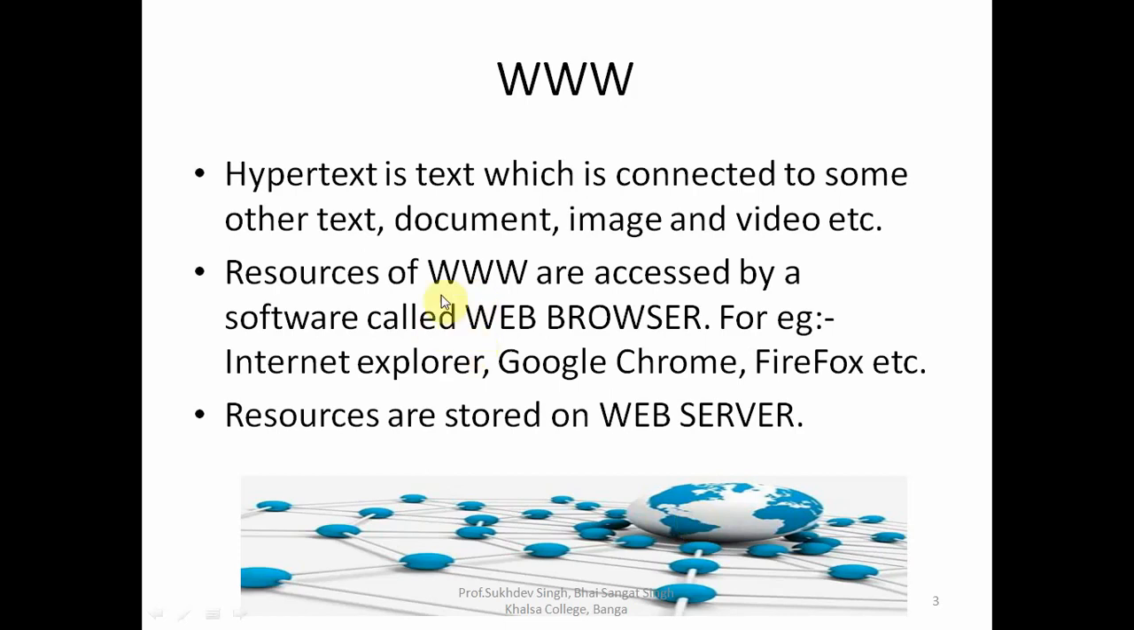So www is of no use if you are not having a web browser. So web browser helps you to access resources from www, and one of the important web browsers is Internet Explorer. It comes with Windows operating system, and Google also provides a browser, that is Google Chrome browser. Similarly, there is another open source software called Firefox. It is also a browser. There may be hundreds or even thousands of browsers. You can use any one of them. So mainly these three browsers are used for accessing the www. So it means web browser is very important for accessing www.